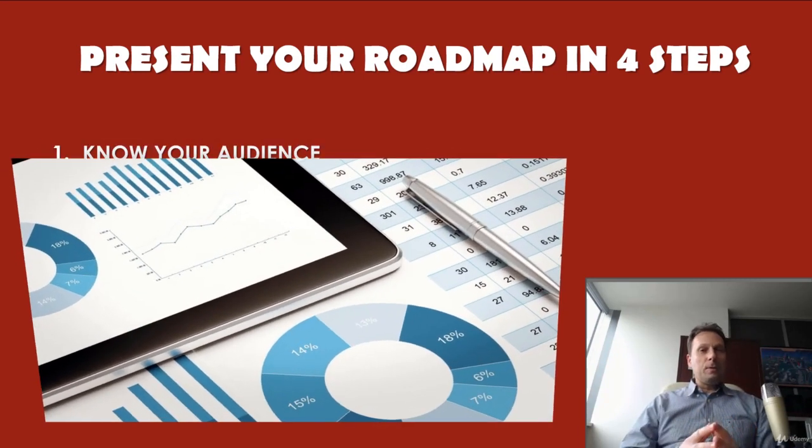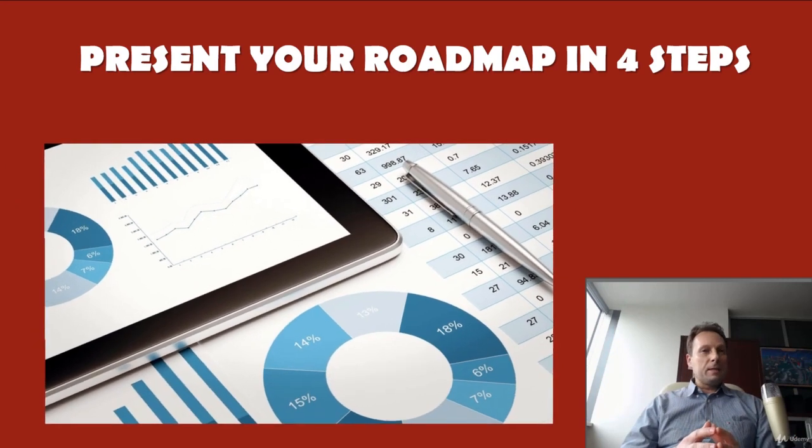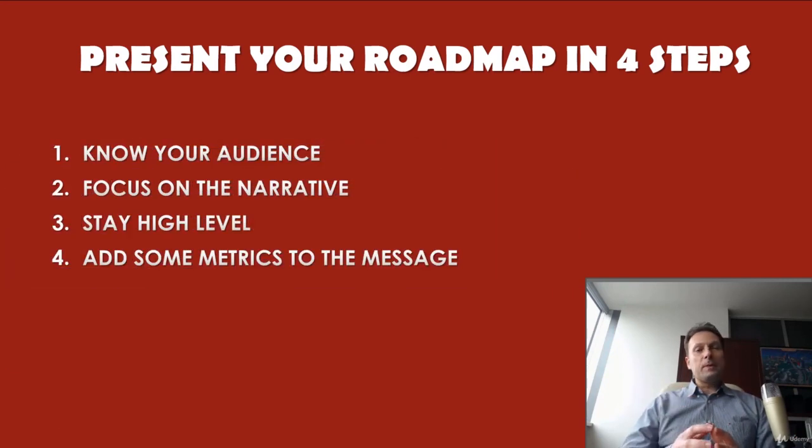Add some metrics to the message. Everything in our data-driven world must be measurable, and roadmaps are not spared. The items on the roadmap should be improving the metrics the organization values and moving KPIs in a positive direction. When there is a meaningful measurable outcome for a particular initiative, it's far easier to gain support than discussing vague and abstract endpoints.